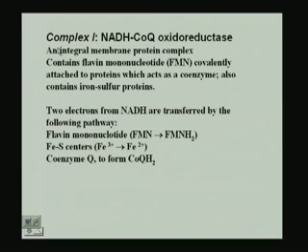Okay. So, complex 1. Complex 1 is the integral membrane protein complex that contains FMN, that is covalently attached to the proteins, which acts as a coenzyme, and it also contains the iron sulfur proteins. So, what does complex 1 have? It has the NADH dehydrogenase or CoQ oxidoreductase, and apart from that it has FMN and FeS clusters. That is what comprises complex 1.